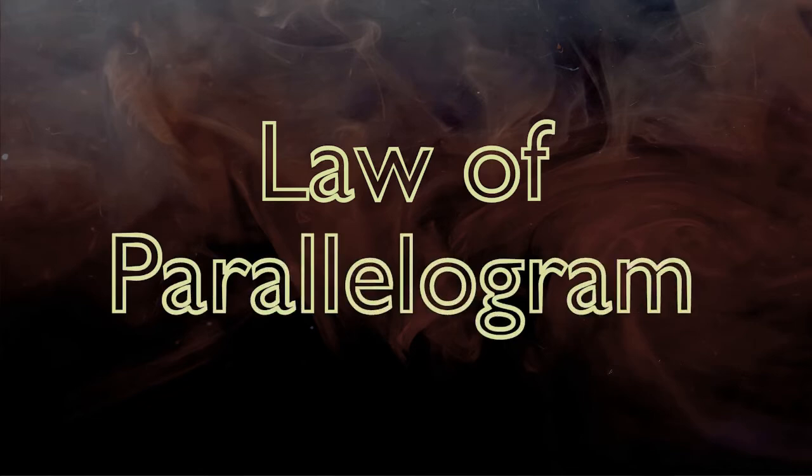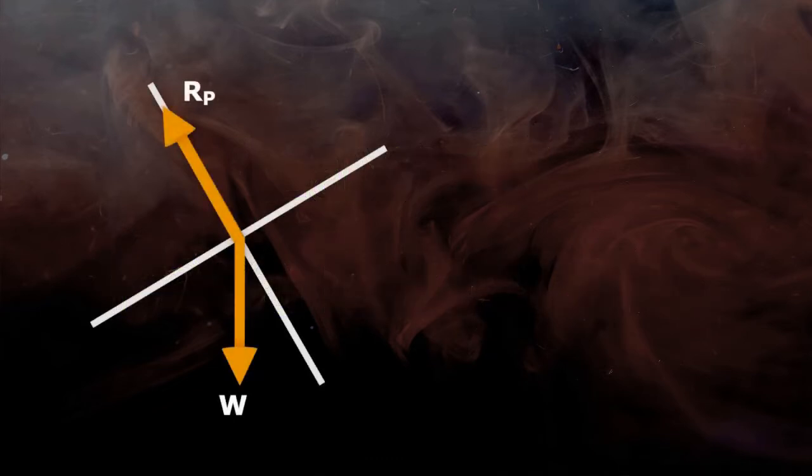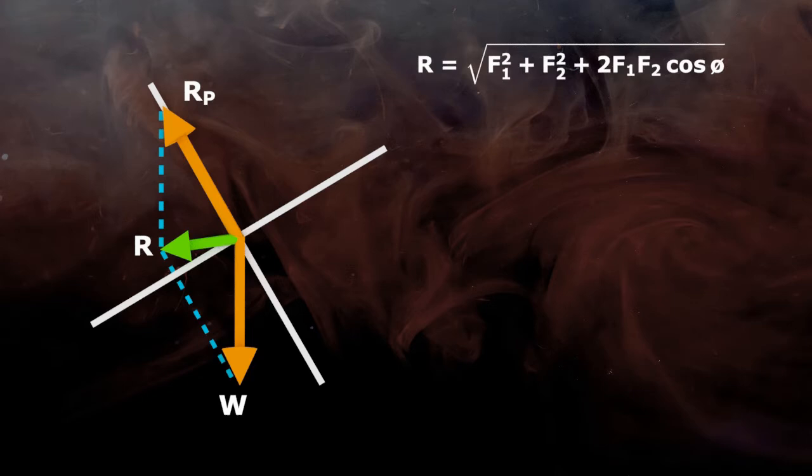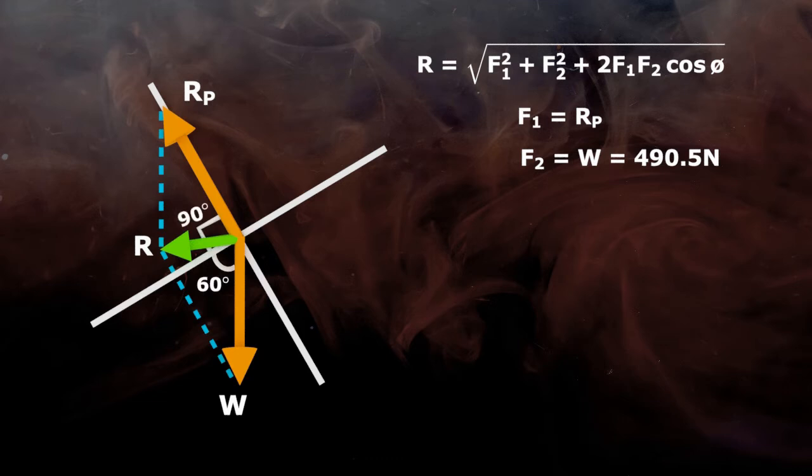Let's solve the same problem with an alternative method by using the law of parallelogram. If given two forces are two adjacent sides of a parallelogram, the resultant force R is the diagonal passing through the intersection, and the equation to find the resultant is the square root of f1 square plus f2 square plus 2 f1 f2 cos phi. Here f1 is reaction Rp, f2 is weight W which is equal to 490.5 Newton, and phi is the angle between Rp and W, which is 60 degrees plus 90 degrees equals 150 degrees.